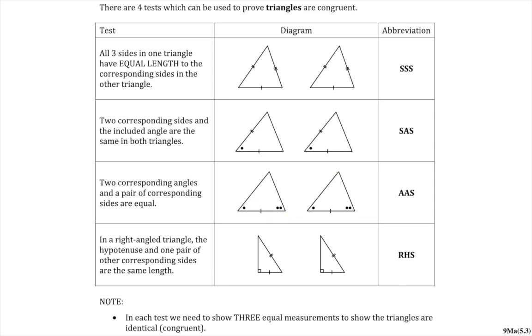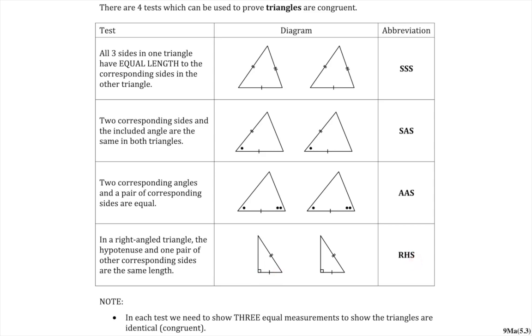The last test, you've got a right angle triangle, you know the hypotenuse, you know one other side, and you know that there is a right angle there. So you've got a right angle, they match up, that's your R, the right angle is in the triangle, they're both right angle triangles. H, they both have a hypotenuse that match up. And S, they both have another side that matches up.